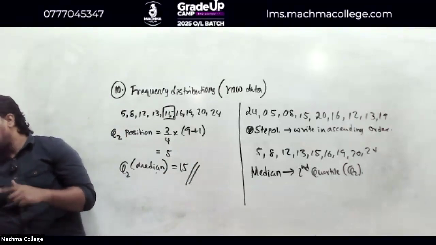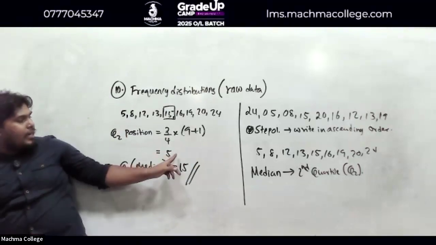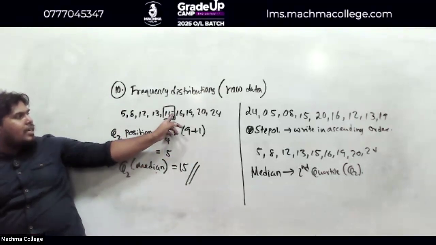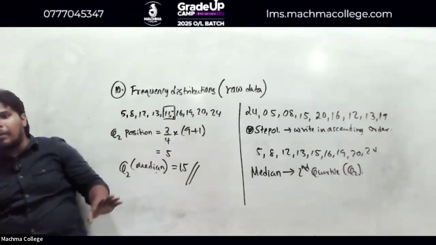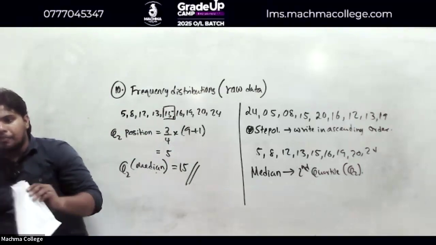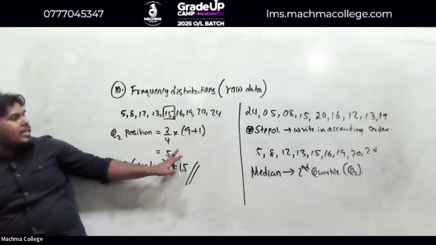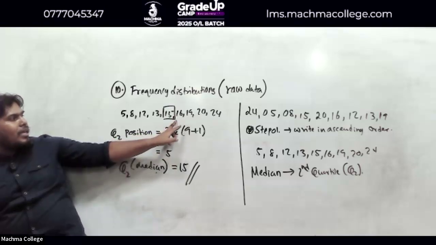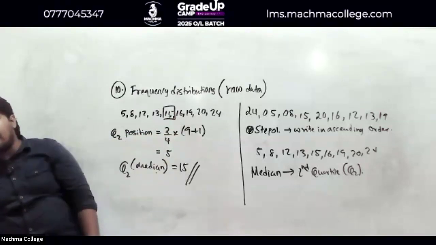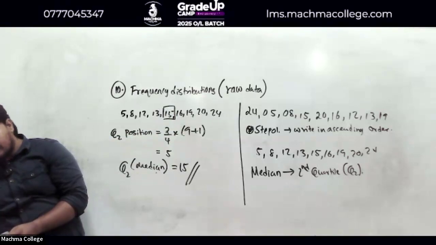For Q2, you have to calculate the position, and then take the number in that position. In case you get a decimal value, what happens? We'll discuss those harder parts in the harder paper. This is an easy paper. The complex parts I have included in the next paper. In case you get a decimal value, how do you calculate the median? In between these two, if you get a value, what happens? Those situations we will discuss in the next paper.